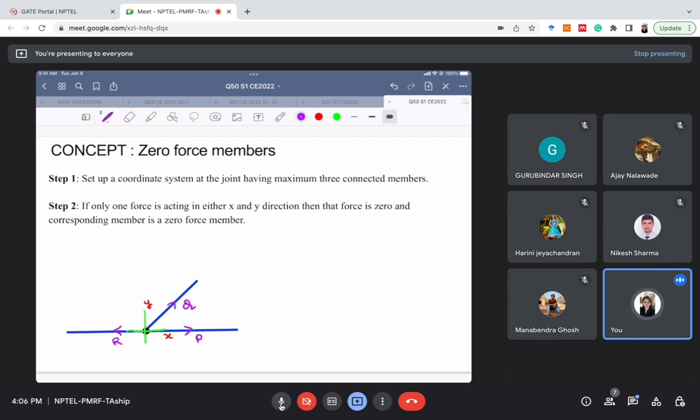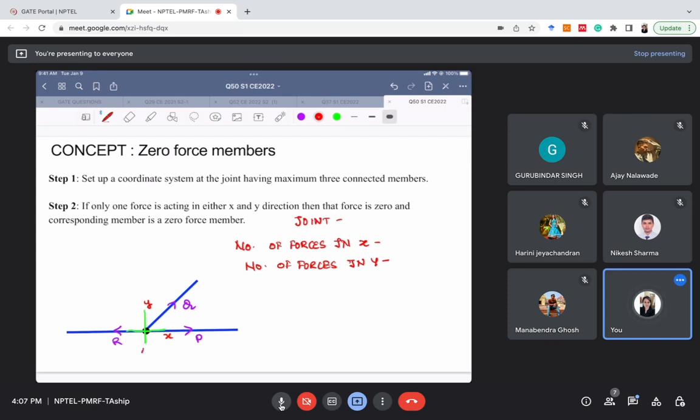Okay, the first step is to set up a coordinate system. The second step is to name the forces. Then the third step is we write the number of forces in the x direction, the number of forces in the y direction, and we can take, let's say, a joint.